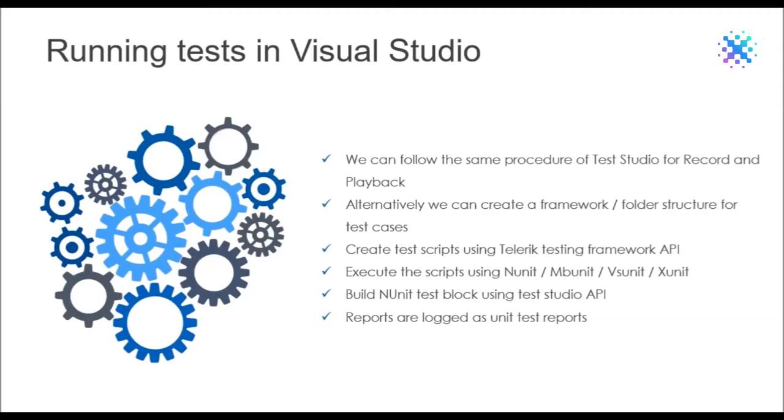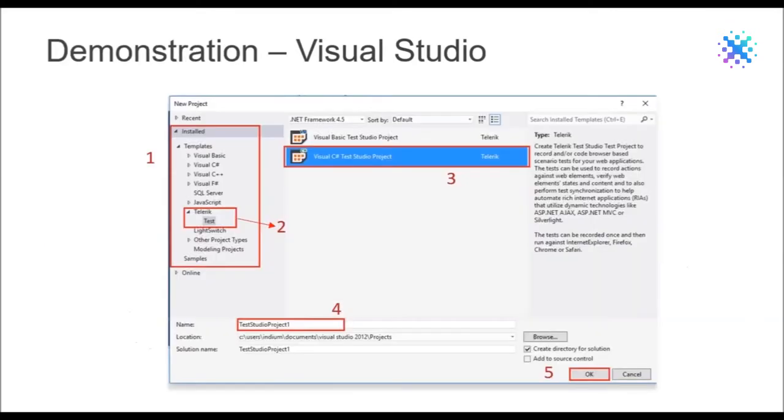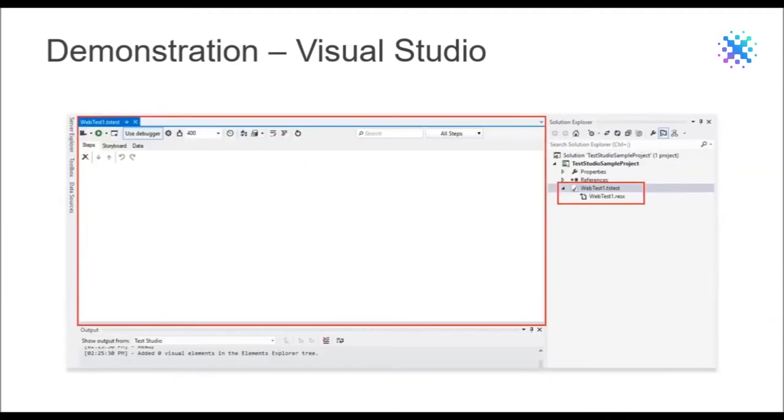There are some APIs available using which we can create the tests and run them, and there is always our option of running the tests using one of the unit testing frameworks like NUnit, MbUnit, VSUnit, XUnit, etc. And we can use the build NUnit test block using Test Studio API. So we always get the report just the way we saw on the Test Studio. So we will be seeing that shortly.